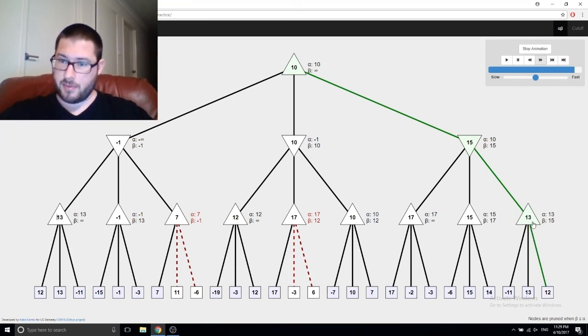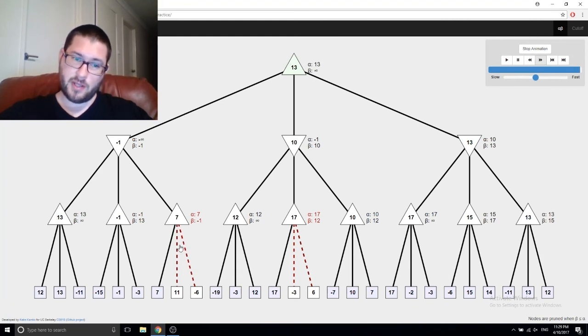This will pass up a value of 13, which will decrease this beta value. This will pass up a value of 13, which will increase this alpha value and will represent the best possible path that you can take, realistically. So it'd be great if we could get to this 17, but realistically, the best path that we can get is to this 13. Okay, and that's alpha beta pruning.